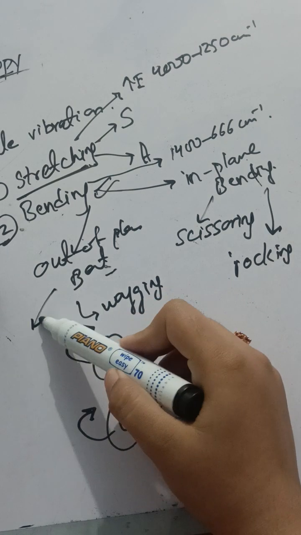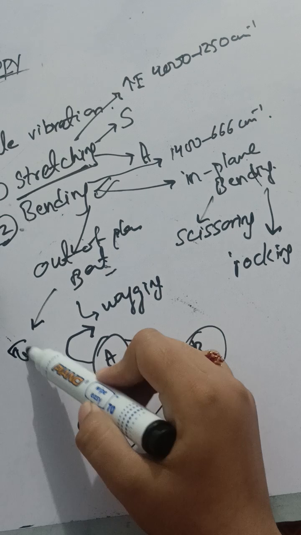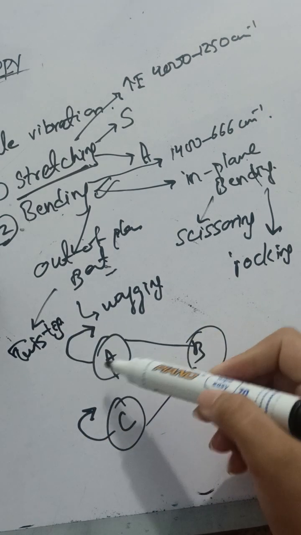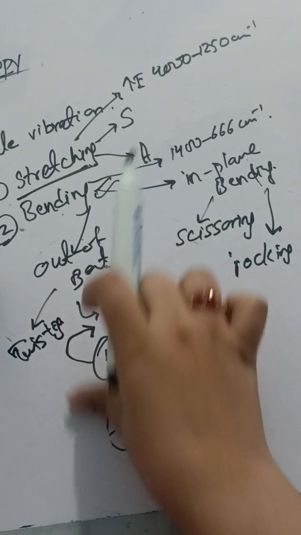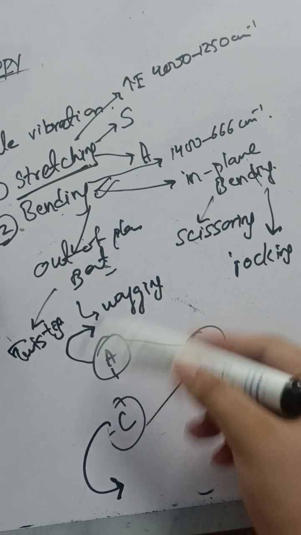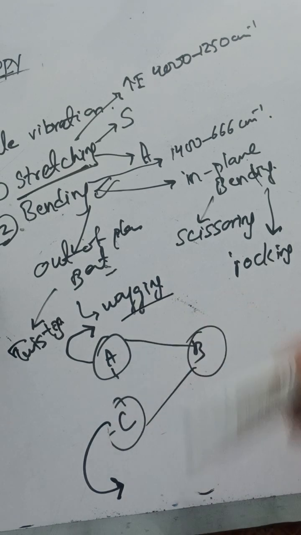The second type of out-of-plane bending is the twisting. In twisting, one atom moves upward, like A is moving upward, but now C will move downward. Okay, like that. In wagging, both are moving in the opposite direction but out of plane. But in twisting, one is moving upward, the other is downward. In scissoring, both are coming close to each other. In rocking, both atoms move in the same direction.